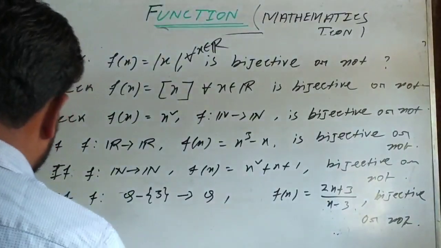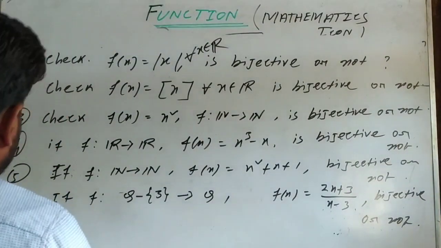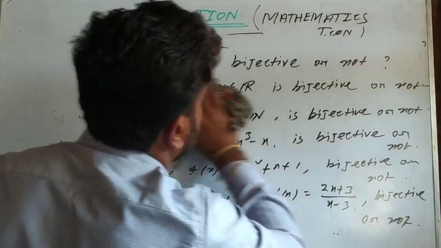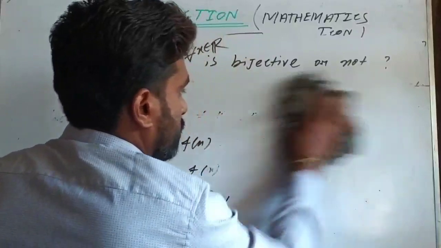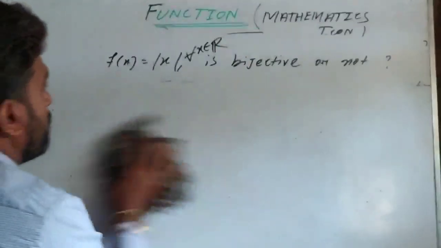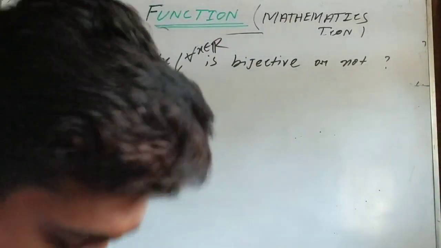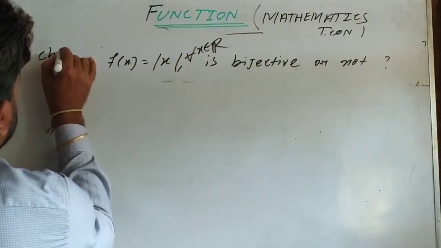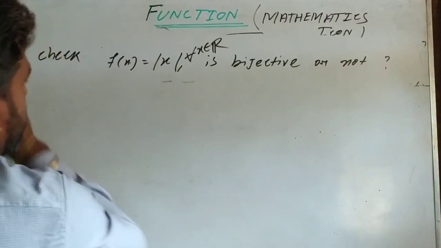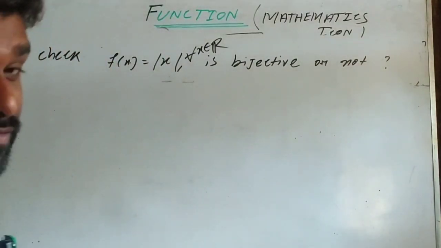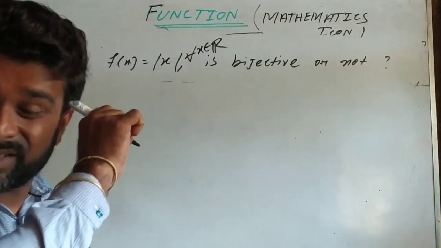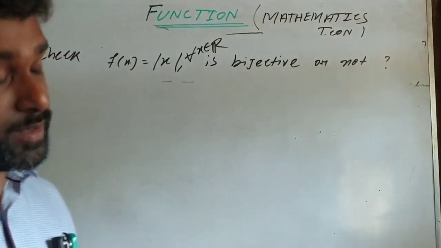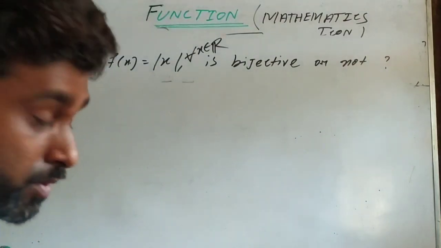Here the first question is this one. Check f(x) = |x|. Very important question it is. Is it a bijective function? Just you have to check whether it is bijective or not.